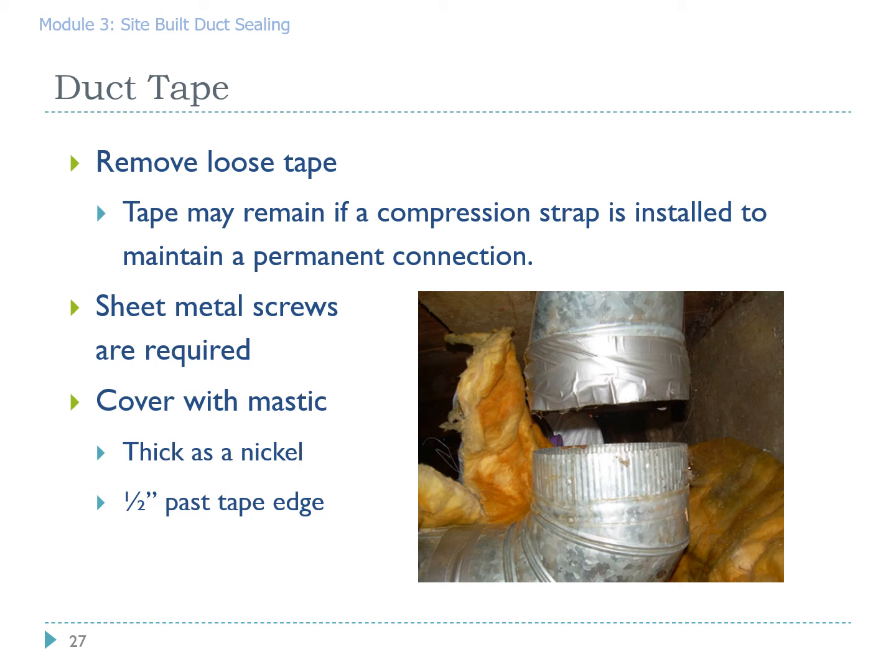Before applying mastic, put at least 3 sheet metal screws in. Try to get them evenly spaced as possible, and then you cover with mastic. Again, you want it as thick as a nickel. If you have to leave the tape in place, make sure it goes at least ½ inch past the edges of the tape.